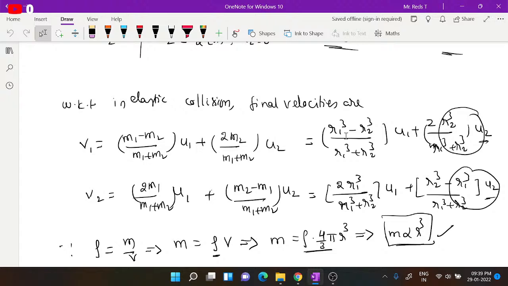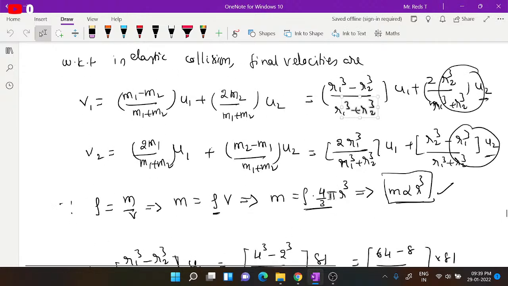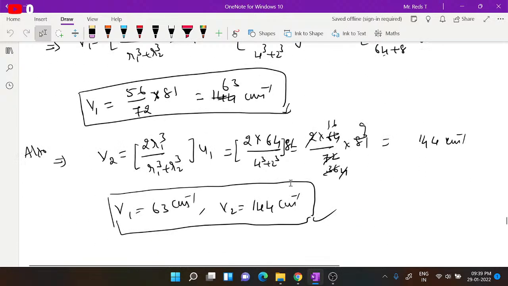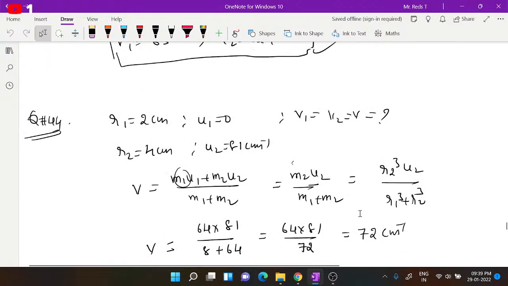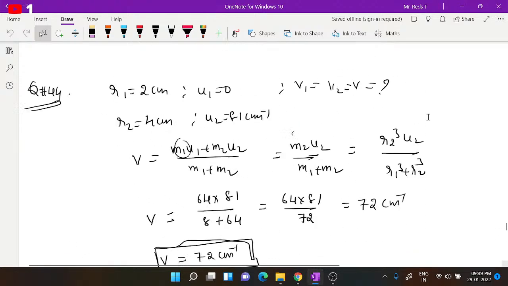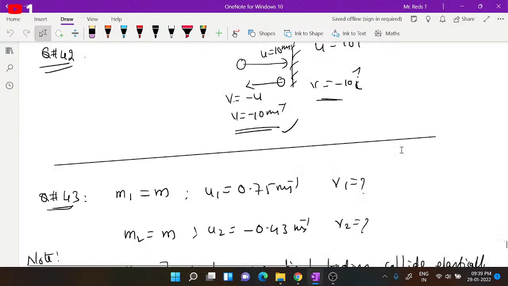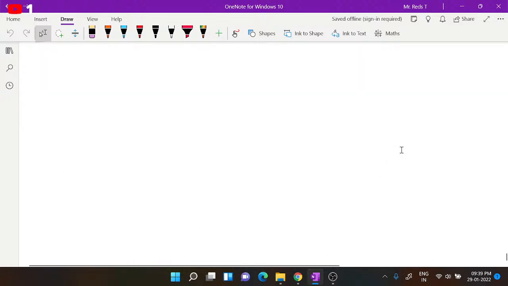Next. By making use of that and substituting the values here, you'll get the answers v1, v2 as this. This is for question number 40, and this is for question number 43. Now question number 42, let us see briefly. 43 and 44 are also similar ones, where mass we have to replace with radius cube.